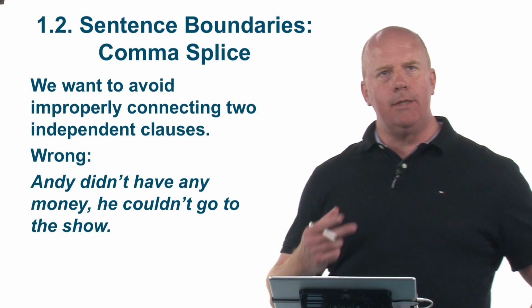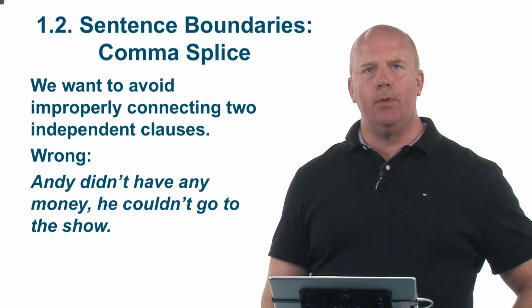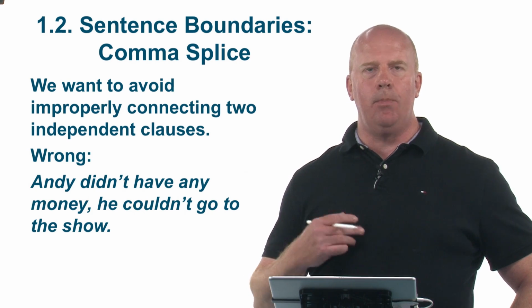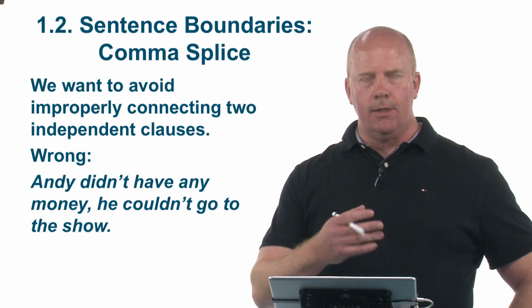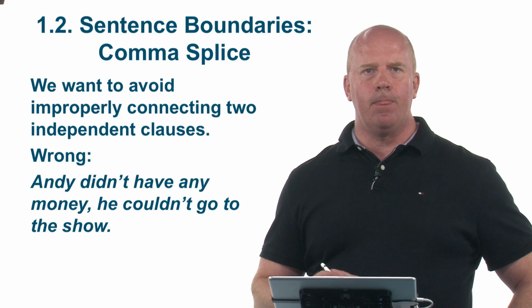Okay, class, so let's take a look here at sentence boundaries. First thing we're going to look at are comma splices. Now, we want to avoid improperly connecting two independent clauses. Let's take a look at this sentence. Andy didn't have any money. He couldn't go to the show.